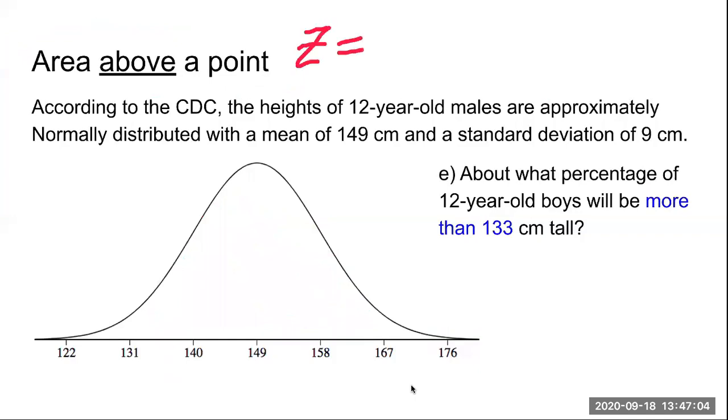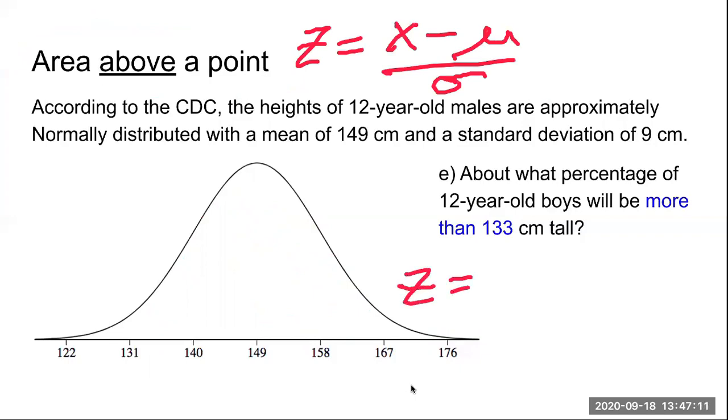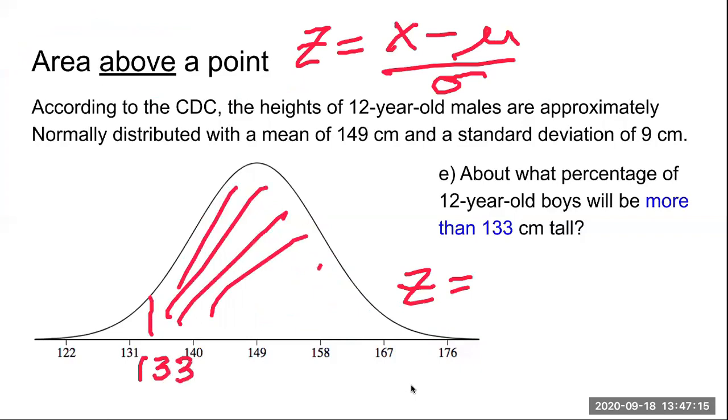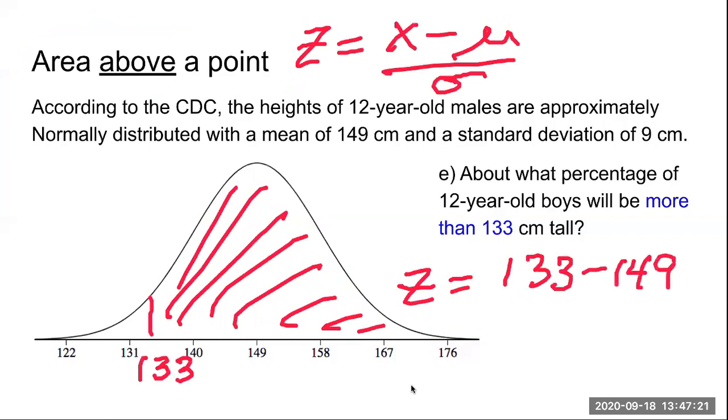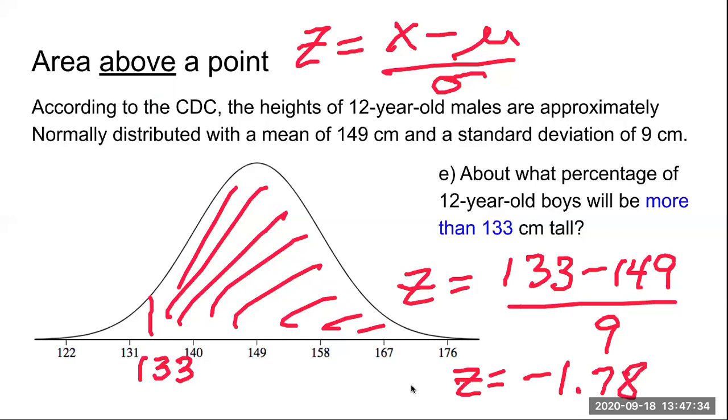We find a z-score with this formula. We have to convert that 133 into a z-score. So we'd have 133 minus 149 over 9. Calculating that, we get a negative z-score. It's negative because the height is below average. We get negative 1.78.